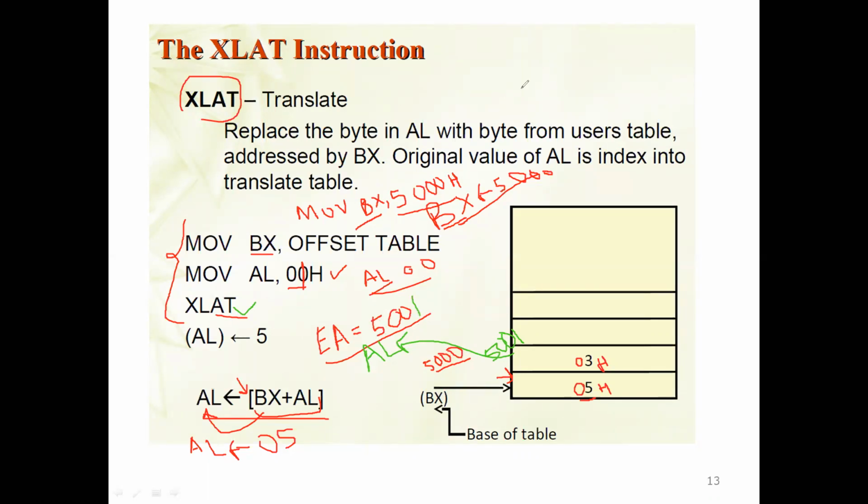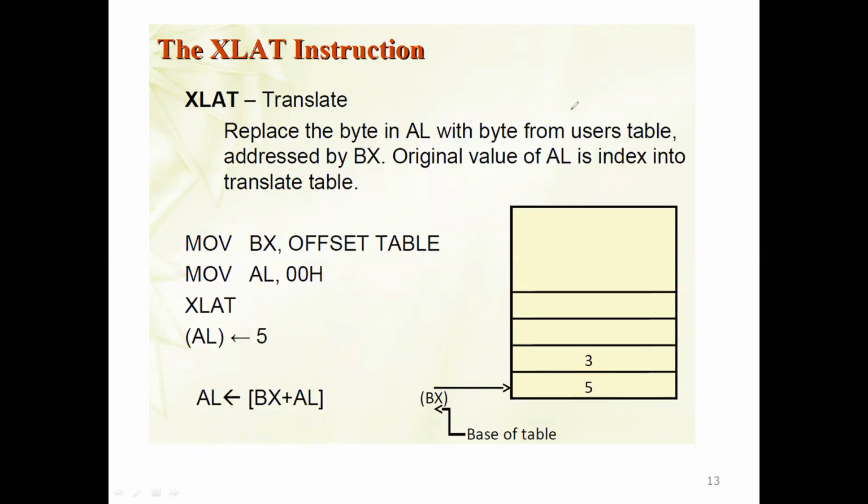So this is the function of the XLAT instruction, which means translate. It transfers the byte from the memory location to AL, and for this it is required to calculate the effective address of that table by adding the value of AL to BX.